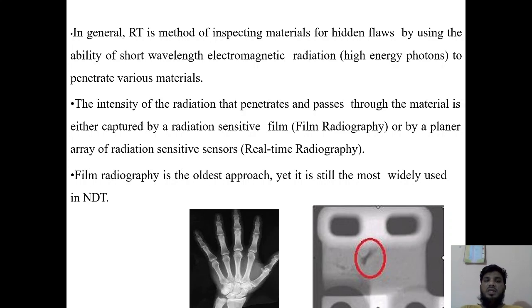The intensity of the radiation that penetrates and passes through the material is either captured by a radiation sensitive material or by using real-time radiography. Film radiography is nothing but the films which you generally see for your X-rays. Radiography is the oldest approach, and it is most widely used because with this we can identify any kind of material and easily detect the flaws present inside it.